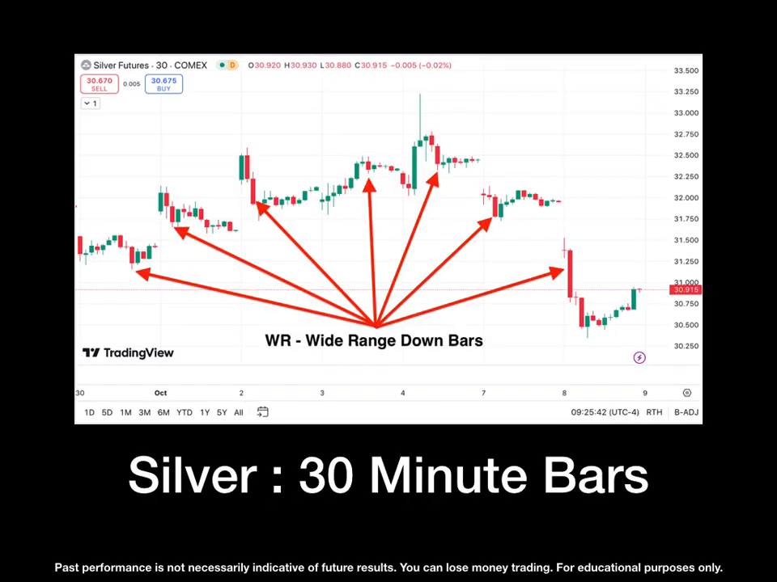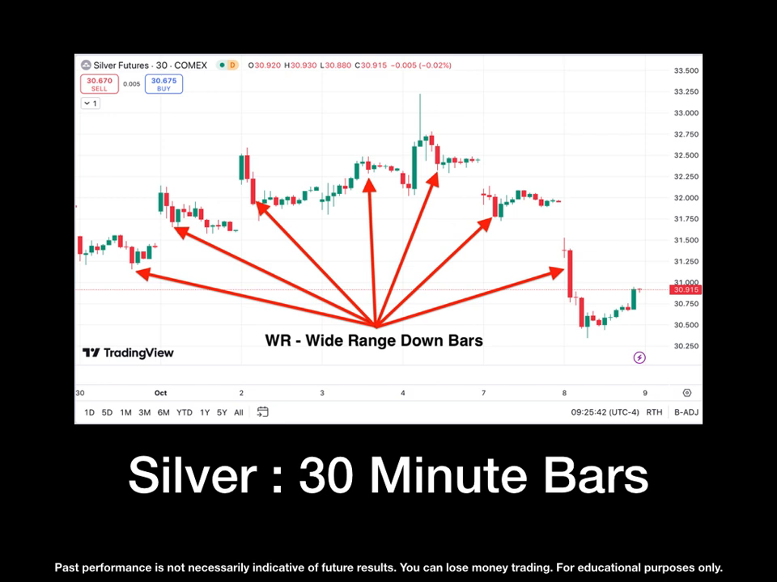Each bar here is 30 minutes of price action. There's 7 wide range bars which are highlighted here. Every day, silver's rally from $31.25 to almost $33.25, every day has at least one wide range down bar.